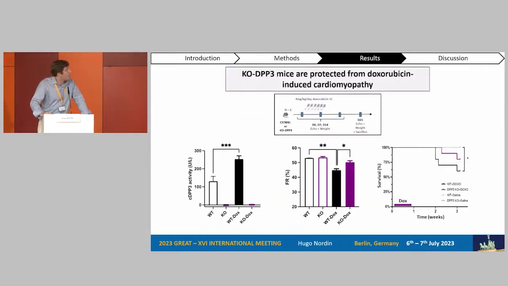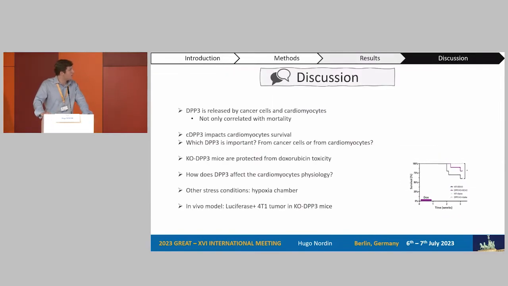Lastly, the mouse model with knockout mice for DPP3 showed that the knockout DPP3 mice are protected from the cardiotoxicity induced by doxorubicin, and also the wild-type mice that were submitted to doxorubicin had a significant increase in mortality after 3 weeks compared to the knockout mice.